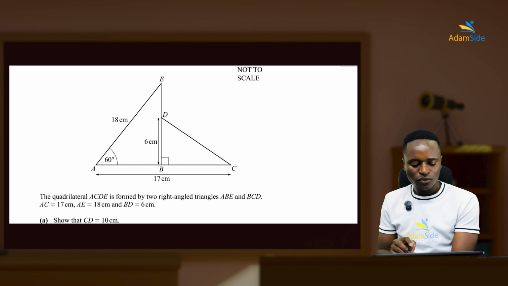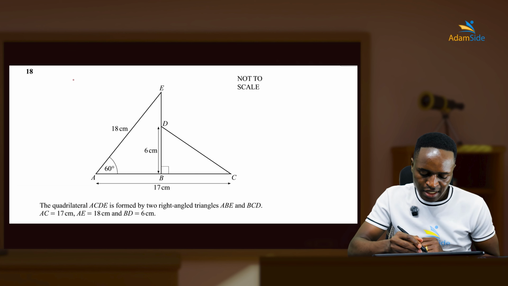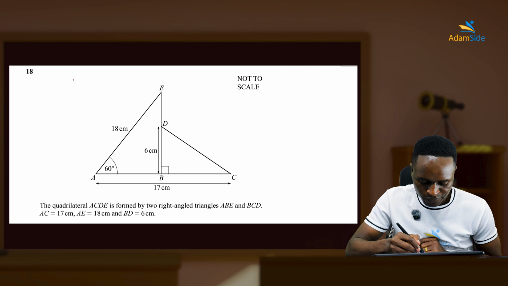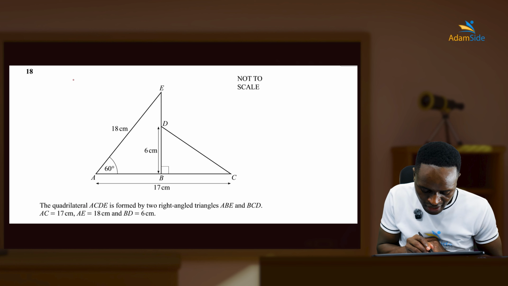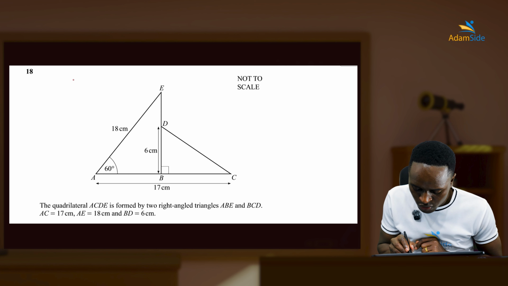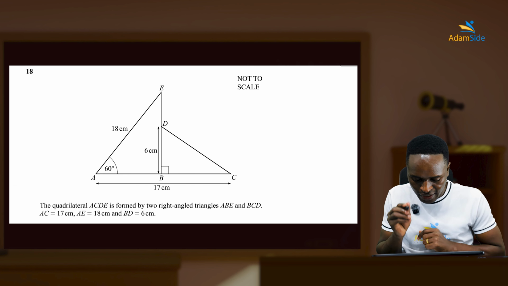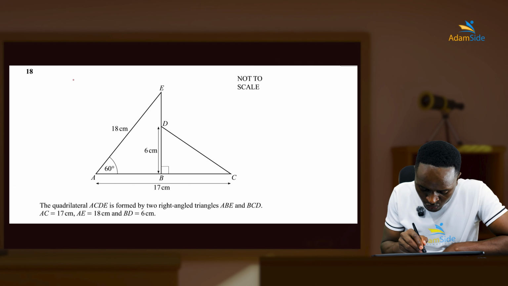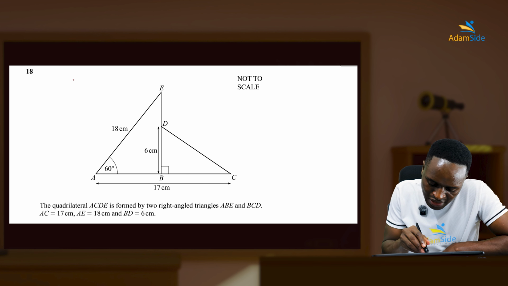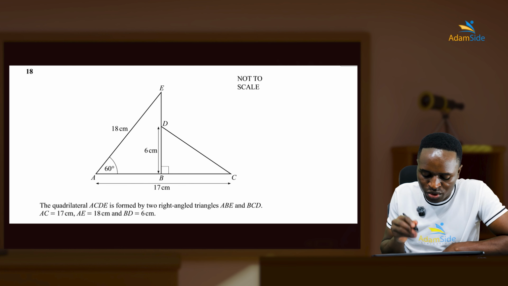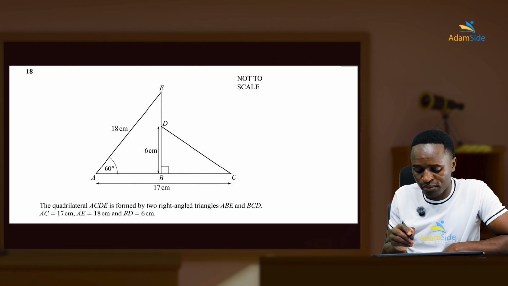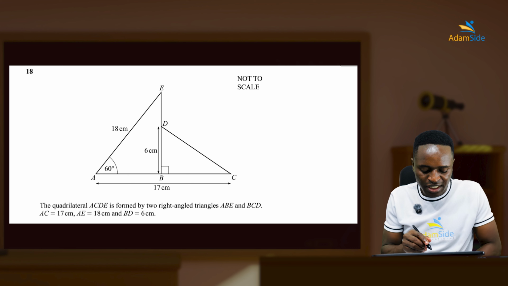First of all, we can know the whole height of this, or we can use this to get the distance AB, so that we are able to get distance BC. This is the idea. We have not been told that this is a perpendicular bisector, so we cannot say 17 divided by 2. That's a mistake examiners look for.